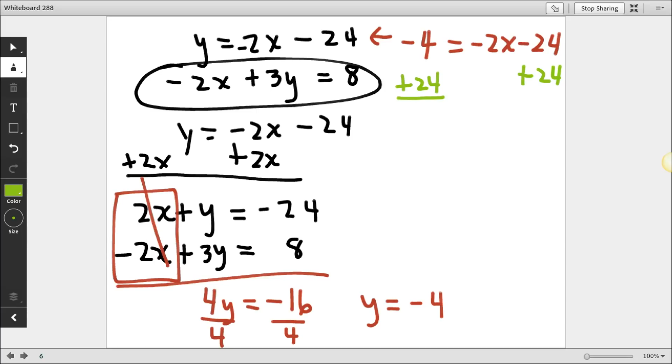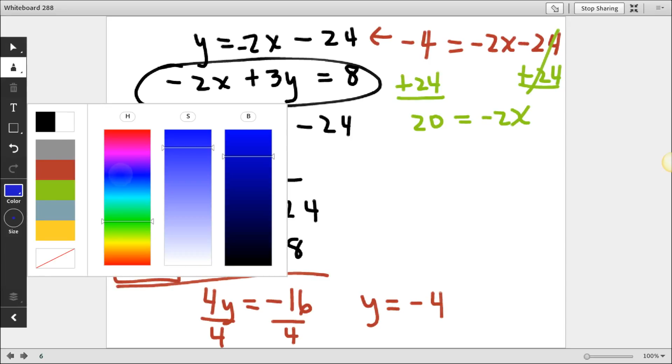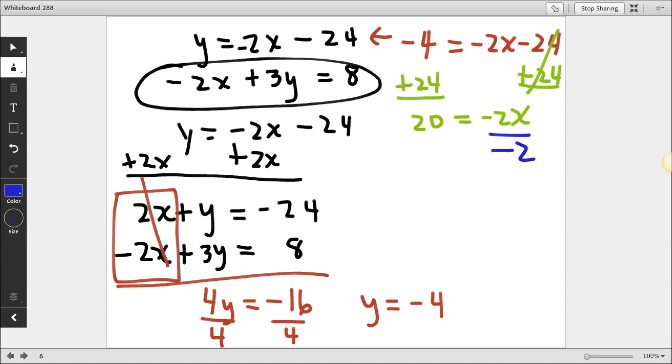That's going to give me 20 equals negative 2x. And then we're going to divide by negative 2. X is going to equal negative 10. So my final answer will be negative 10, negative 4.